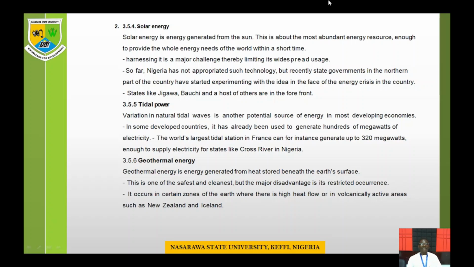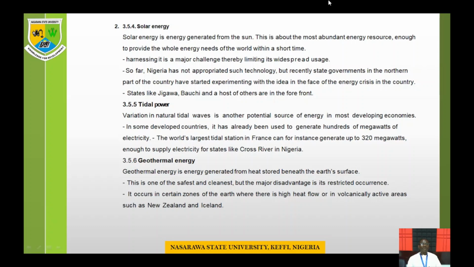So far, in Nigeria, it has not appropriated such technology, but recently state governments in the northern part of the country have started experimenting with the idea in the face of the energy crisis in the country. States like Jigawa, Bauchi, and a host of others are in the forefront of the utilization of solar energy.